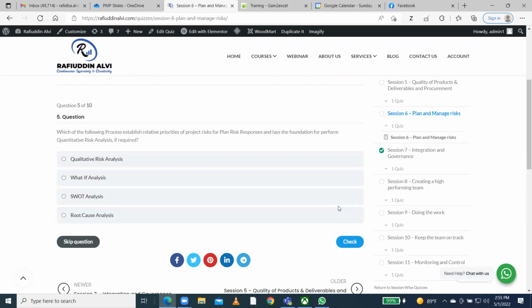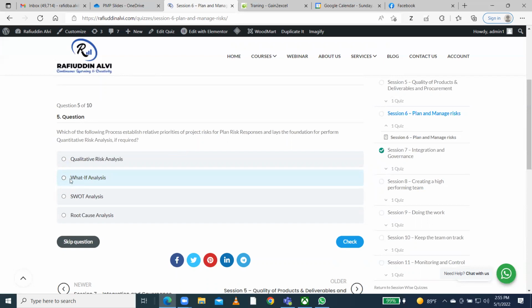Which of the following processes establishes relative priorities of project risks for plan risk responses and lays the foundation for performing quantitative risk analysis if required? Which of the following processes establishes the relative priorities of the project risks? What if analysis? Which one? What if, sure, because priorities, relative priorities.